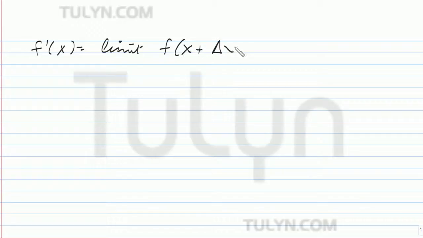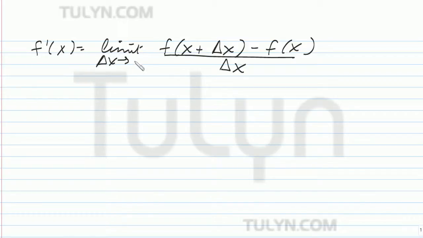Use the definition of a derivative to find f prime of x. So the definition is as follows. F prime of x is equal to the limit of f of x plus delta x minus f of x, divided by delta x as delta x approaches 0. Now your f of x that you're given here is 1 minus x squared.